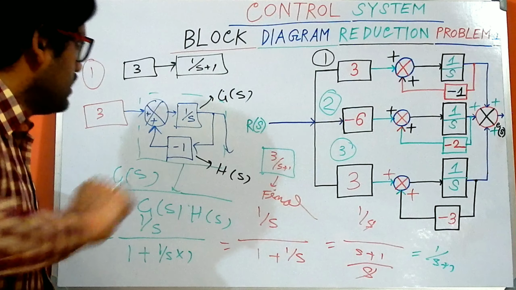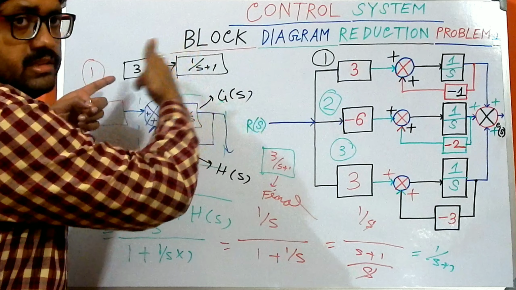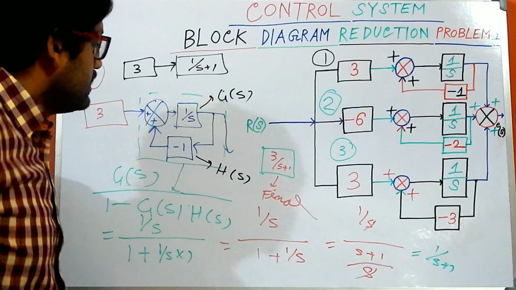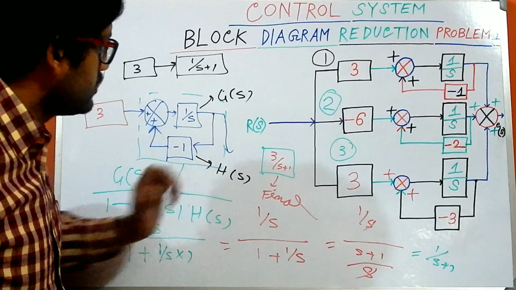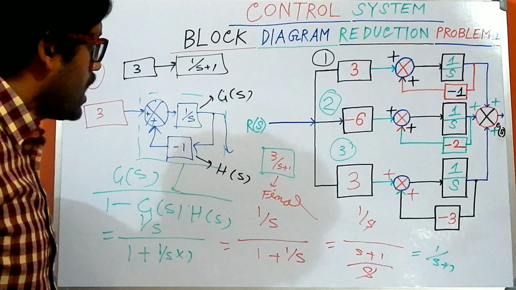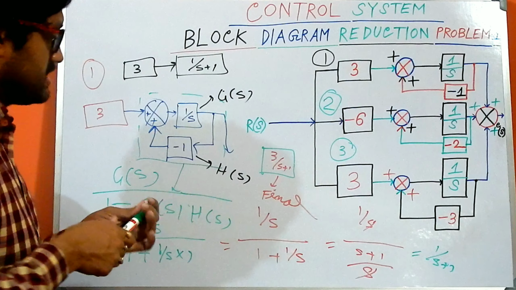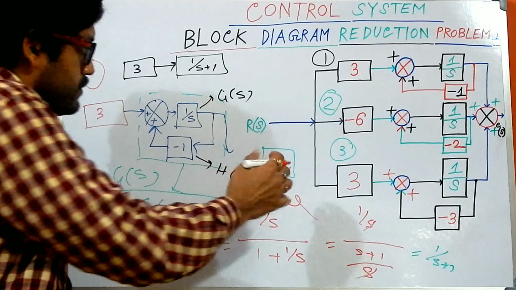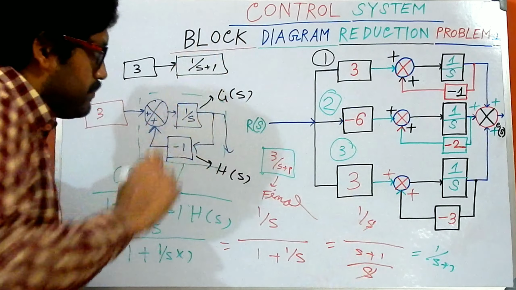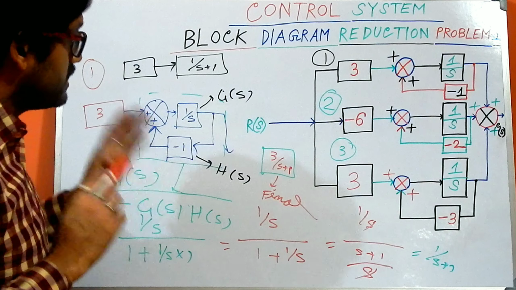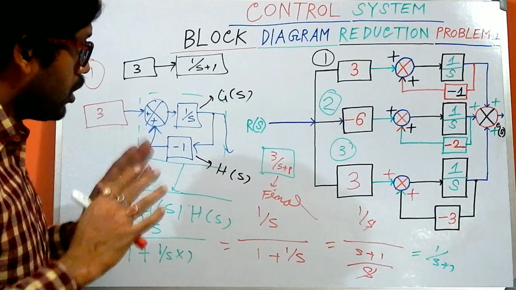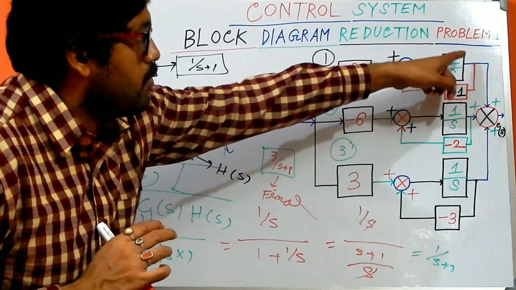And as these two blocks are connected in series, I can say that my final answer will be 3 divided by 1 plus s. So this is my final response, or final block, for number 1 line.